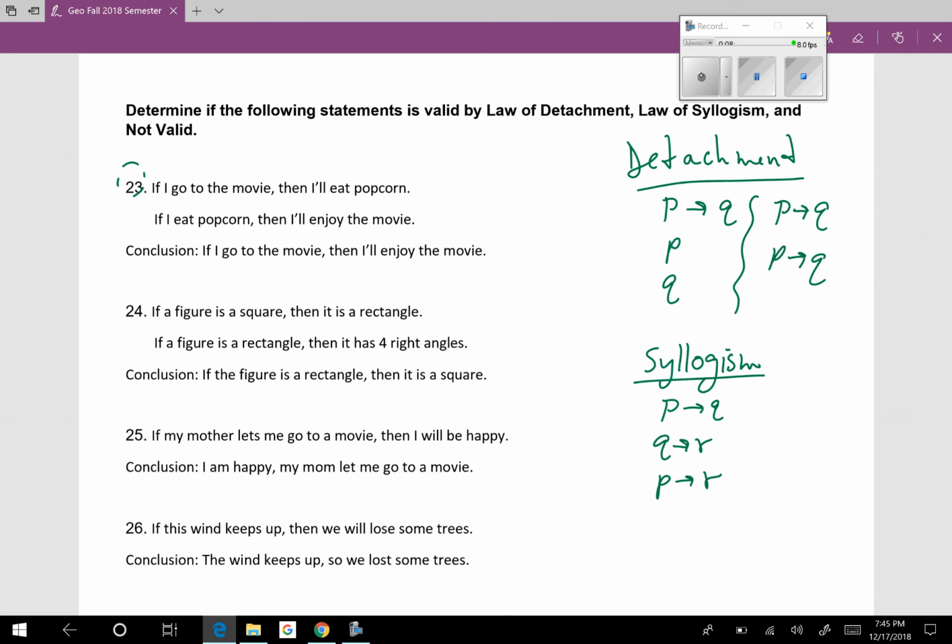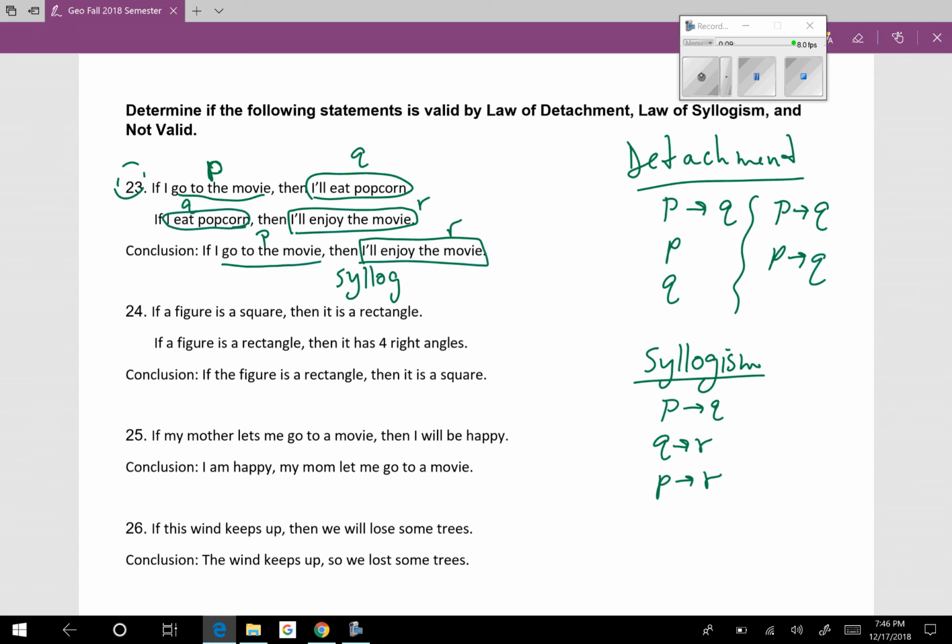So we'll go through here. 23. If I go to the movie, okay, that's P, then I'll eat popcorn. That's our Q. If I eat popcorn, okay, that's Q, then I'll enjoy the movie. Okay, that's different than going to the movie, so that's R. So we're looking for if I go to the movie, then I'll enjoy the movie, okay? If I go to the movie, that's P, then I'll enjoy the movie, that's R. Did we follow syllogism? P then Q, Q then R, P then R? Yes. So this is syllogism.